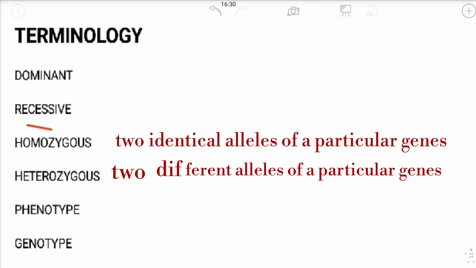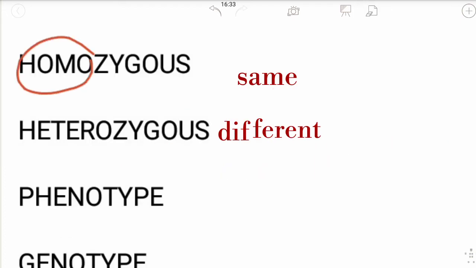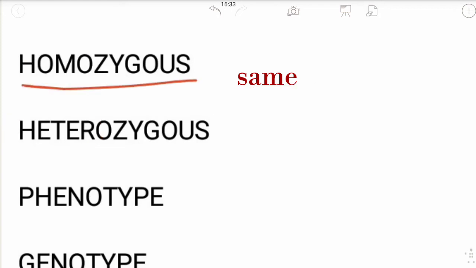Okay. Here homo refers to same. Homo means what? They are same kind. Let us take an example to understand this. Homo means same and hetero means different. Okay. First understand this, what is homo and what is hetero. Now we will understand what is homozygous and what is heterozygous. First we will understand what is homozygous.